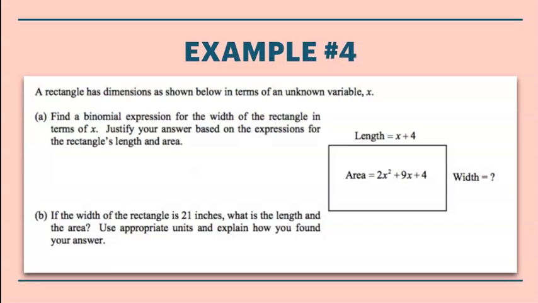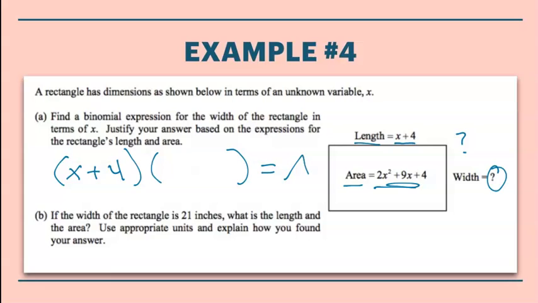This example is a little more complicated, but it's just interesting to think about. If you say that this rectangle has these dimensions, this area and this length, and you're trying to find the width, what you're saying is x plus 4 times what gives me this area? Because area is length times width. So I'm going to say x plus 4 times what equals my area.